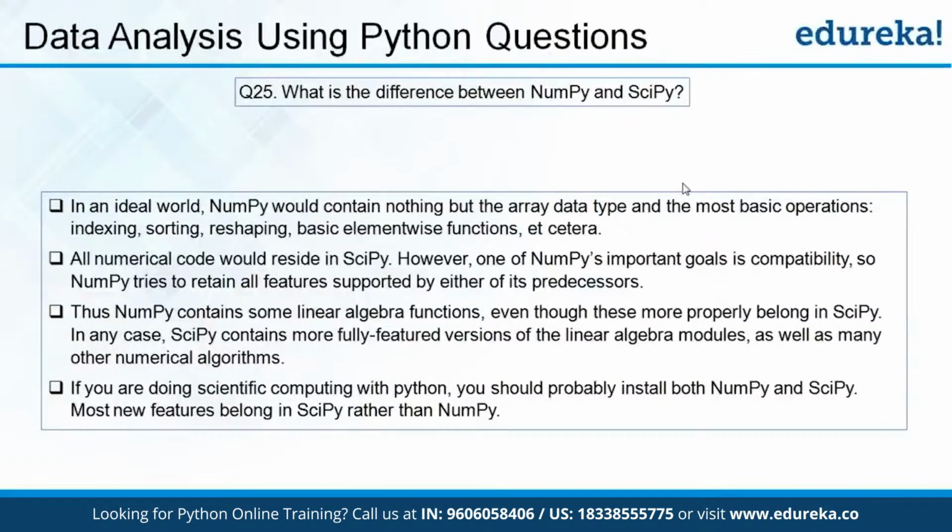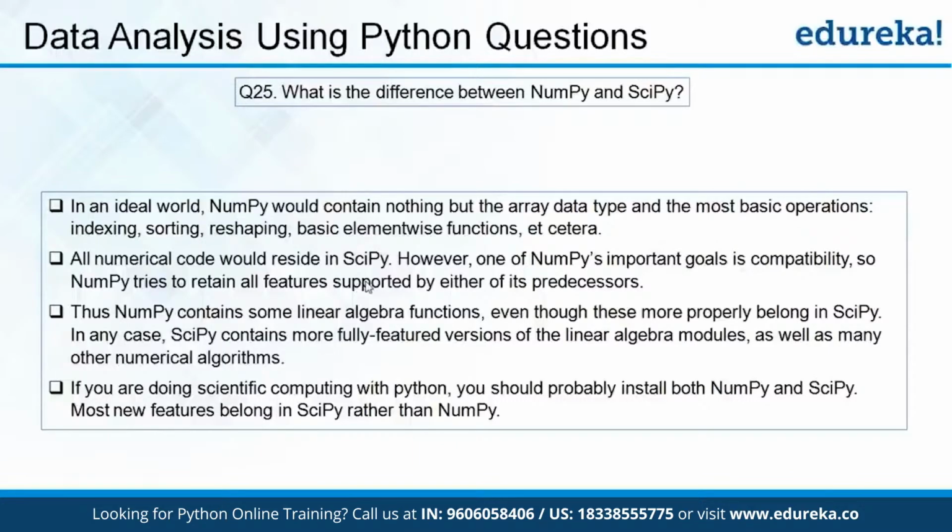Now, what is the difference between NumPy and SciPy? You've got something called NumPy, you've got something called SciPy. These are two different modules. NumPy is a much more raw module, if I were to say. NumPy would contain nothing but the array data type and the most basic operations like indexing, etc. Your numerical code is typically inside SciPy.